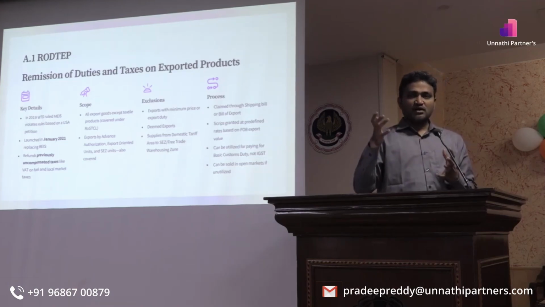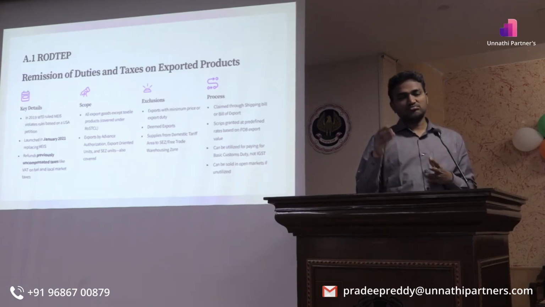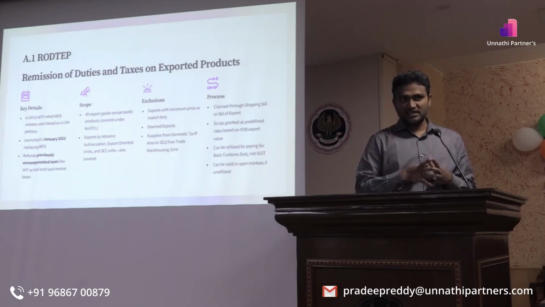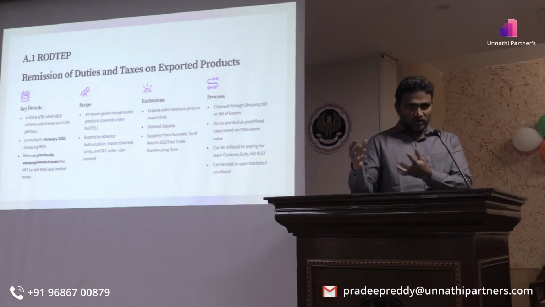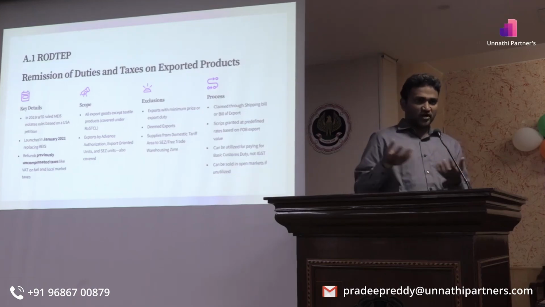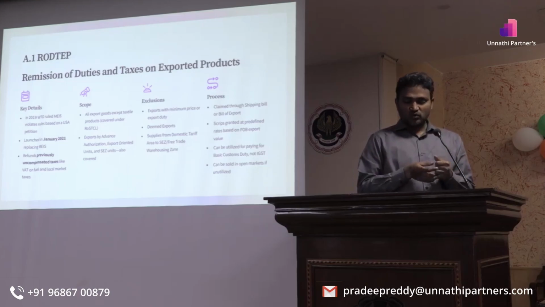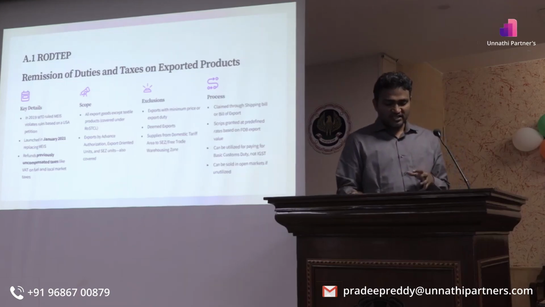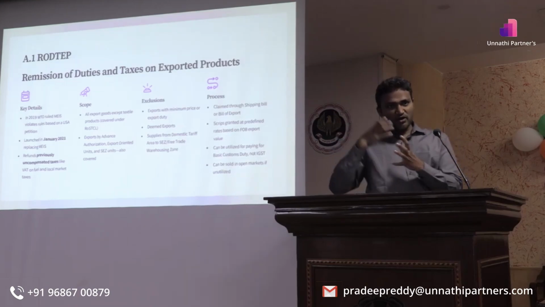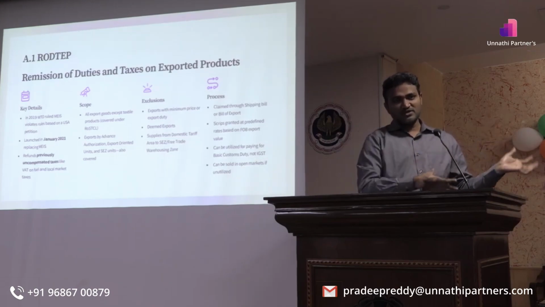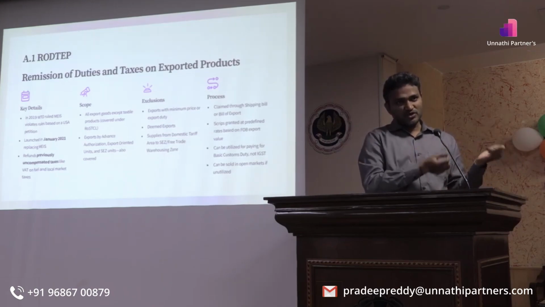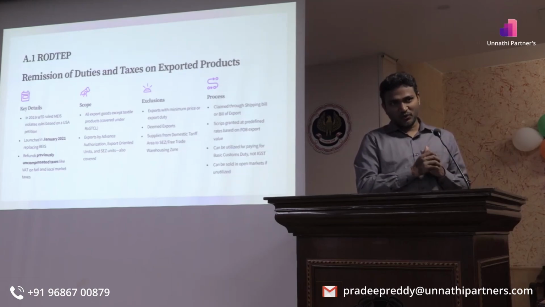Earlier, suppose I am exporting steel, there was about 5% MEIS scrip. Under the RoDTEP scrip, it is reduced to 1 or 2% of the value of the export goods, because that's the only amount which I am paying, for which I am not getting credit. So that's the background about RoDTEP. This has come in because the previous MEIS scheme was litigated at the WTO.